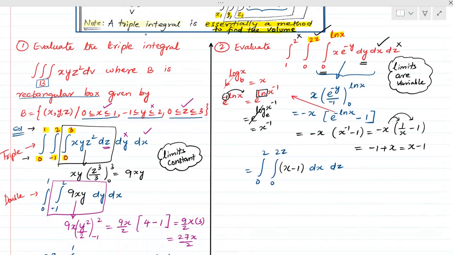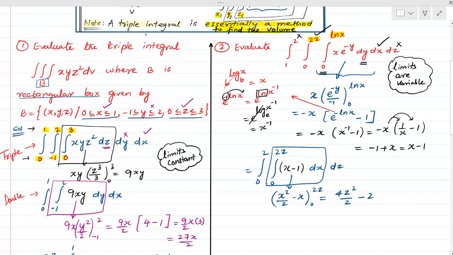Now we do the innermost integral again. What is the integration with respect to x? x squared over 2 minus x. The limit is 0 to 2z. When I substitute the limit here: 4z squared over 2 minus 2z. The lower limit becomes 0. Now if you simplify this, the answer is 2z squared minus 2z. It is not equal to 0 because here it is z squared.